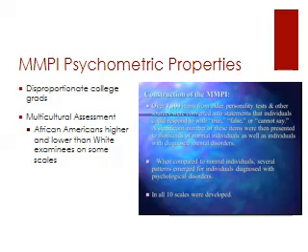The MMPI psychometric properties: this was standardized on thousands of people that were randomly selected. The validity has been questioned because some of the items of the scales overlap, and so a lot of the scales are highly correlated. And there are some differences in terms of ethnicity and such.